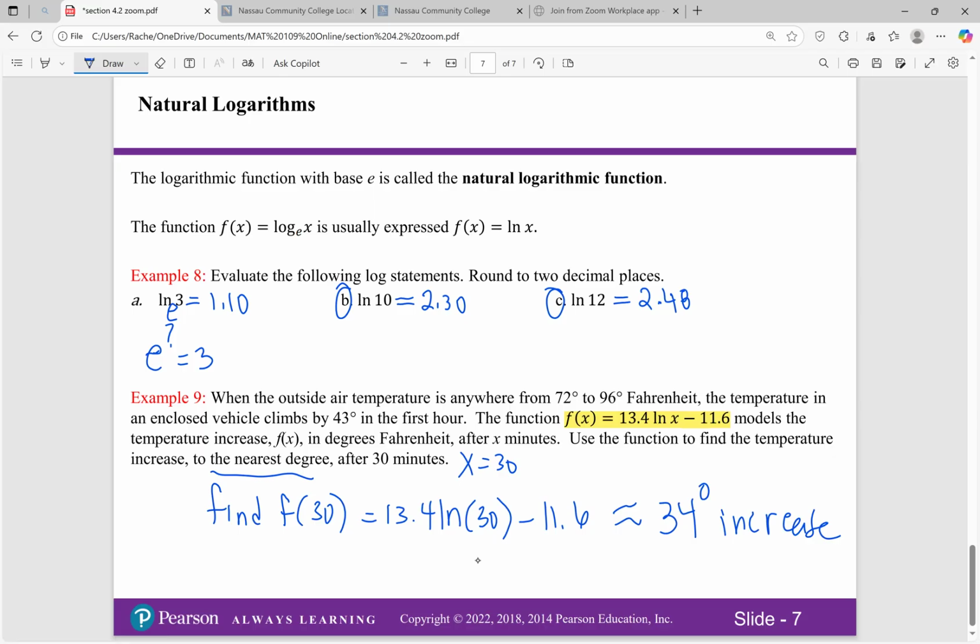So that wraps up section 4.2. In the next video, we'll cover section 4.3.